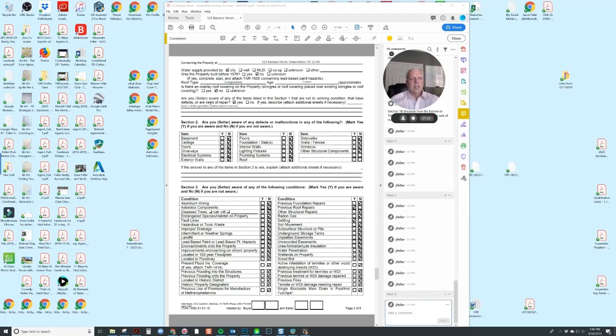Section 3 is for unique conditions, is what I consider it. Things that are not that common other than maybe the foundation, settling, and maybe some termites. But you've got whether the property was used for manufacture of methamphetamine, diseased trees, aluminum wire, asbestos. So unique issues that could be going on with the house, and you just have to identify whether yes or no if the property has any of those conditions.